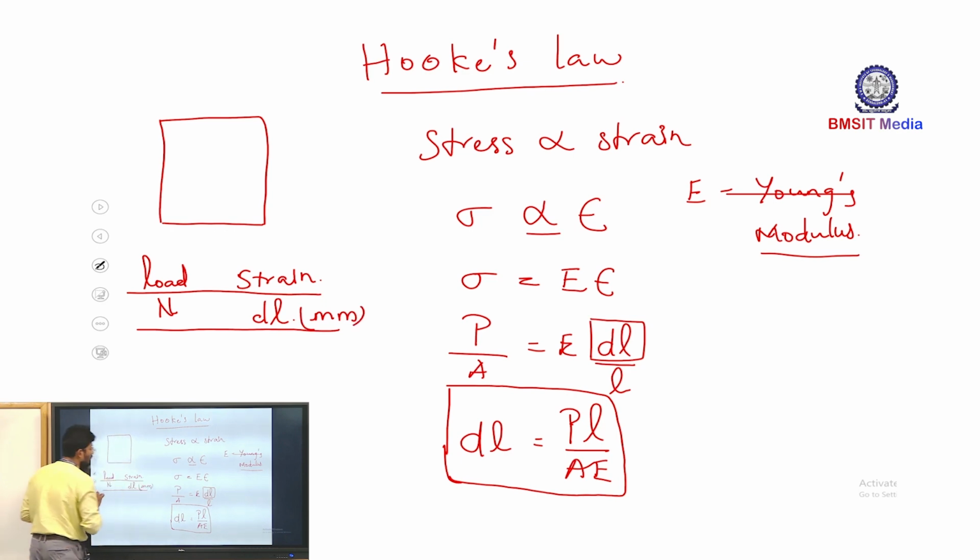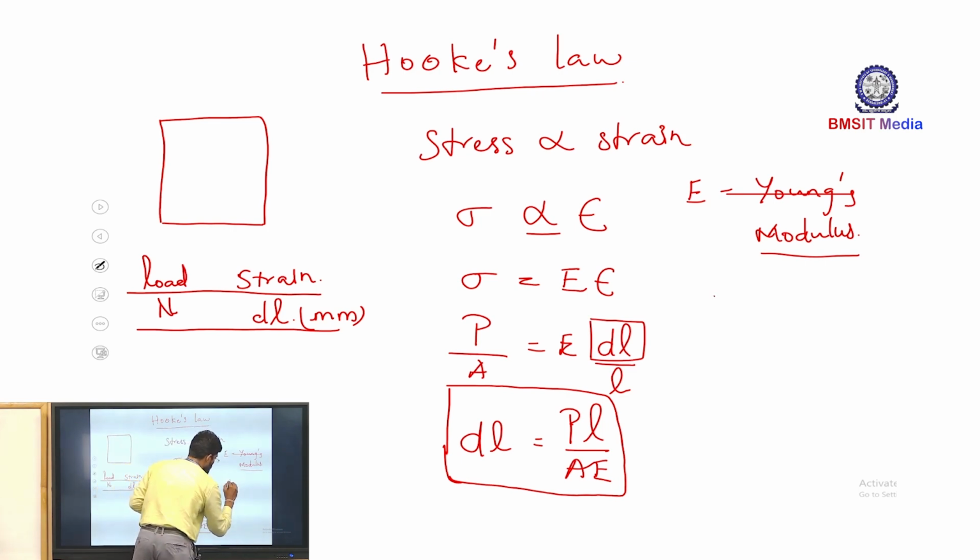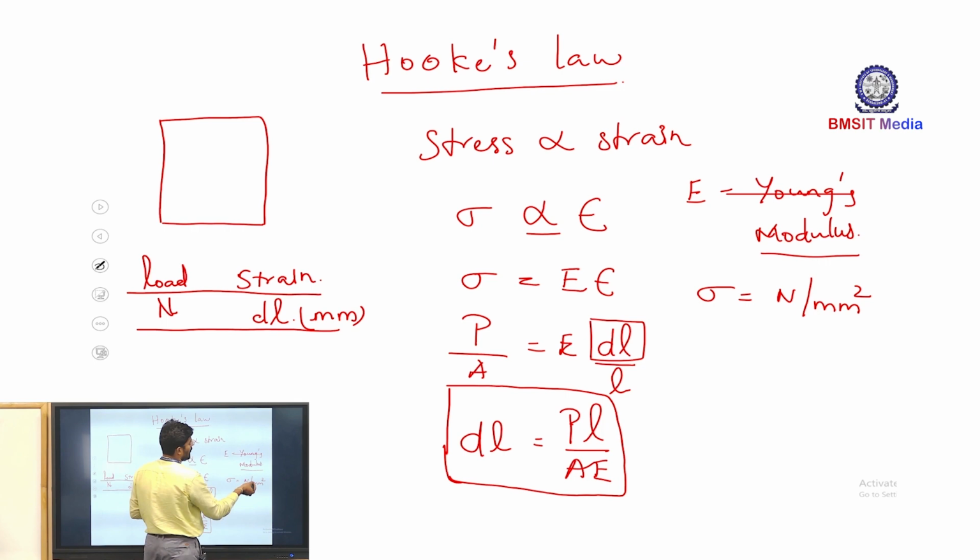So here the unit is very important. What is the unit of stress? The unit of stress is nothing but Newton per mm square. If you are calculating in terms of mm or meter, it should be in terms of mm square or meter square. Why? Because stress is nothing but force P, and the unit of force is Newton.